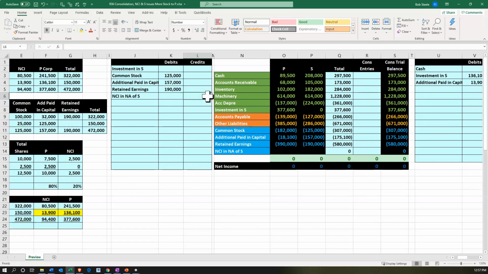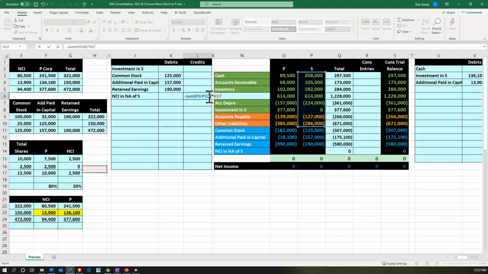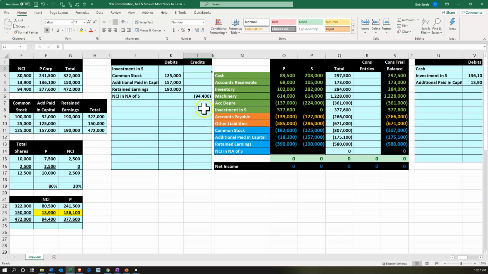So then I could say, okay, this would typically be the negative sum of assets minus liabilities times our new percentages, this being 20% for the non-controlling interest. And then for the controlling interest going into the investment account, I'm going to say negative sum of assets minus liabilities times the controlling interest, or 80%. Then this should be in balance now. The debits equal the credits. That looks good. Let's post it out.